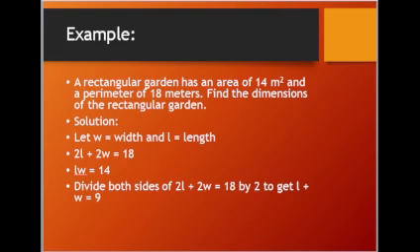So let W be the width and L be the length. We have 2L plus 2W equals 18 because the perimeter is 18 meters. And we also have LW equals 14 because the area of the rectangular garden is 14 square meters. To simplify, we divide both sides of 2L plus 2W equals 18 by 2. And we have L plus W equals 9 because we divided all terms by 2.